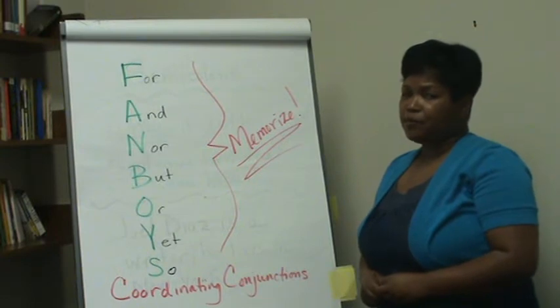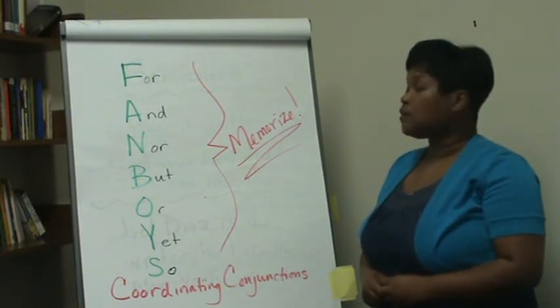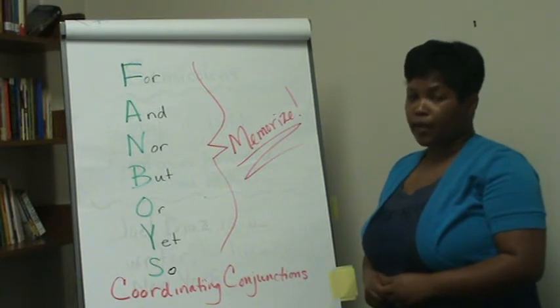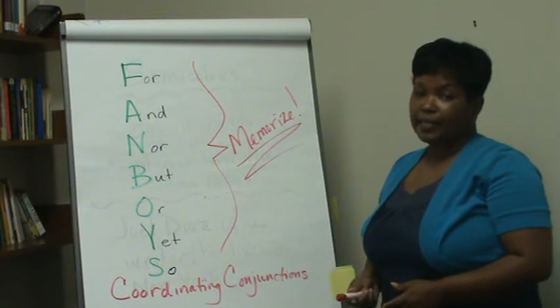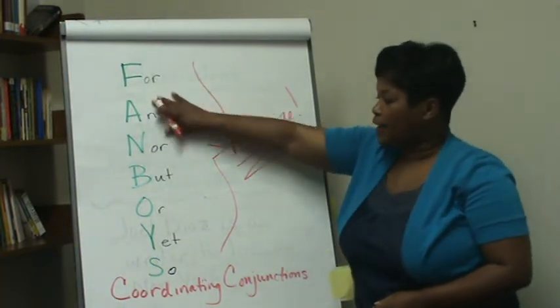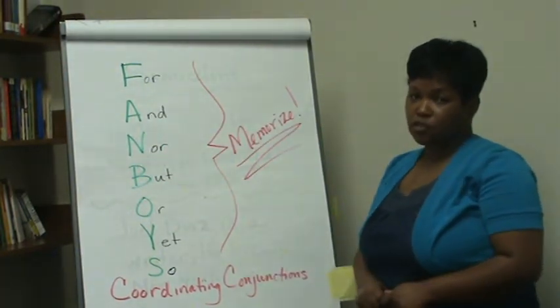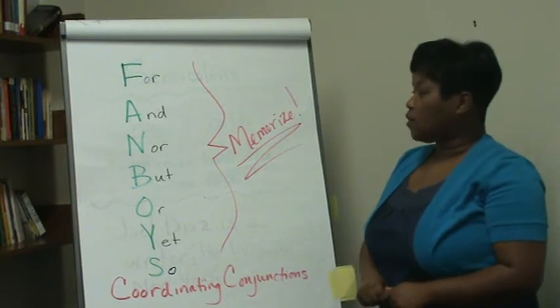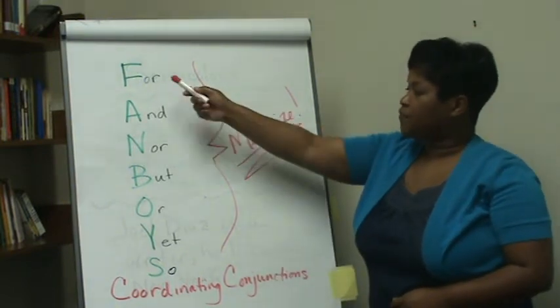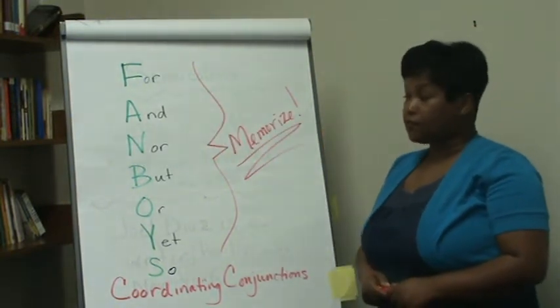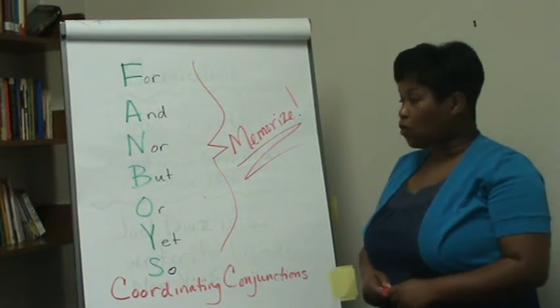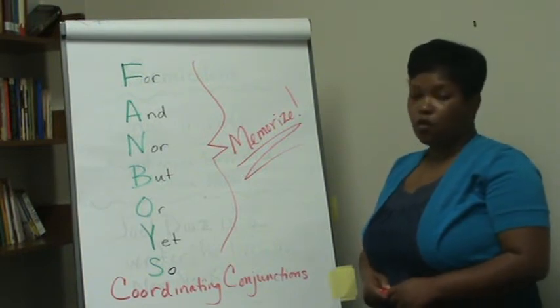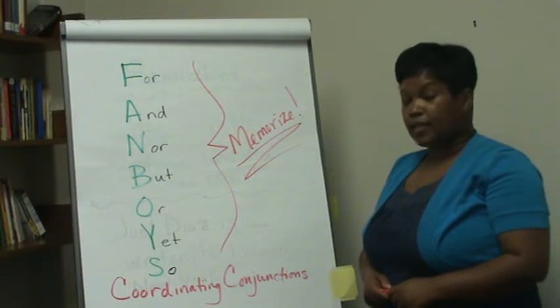There are going to be very few times this semester that I require you to memorize anything, but I truly do want you to memorize the FANBOYS. They are very simple. There's only 7 of them, and you have that lovely mnemonic device to assist you with memorizing it. So, the F in FANBOYS stands for "for," the A stands for "and," the N stands for "nor," the B for "but," the O for "or," the Y for "yet," and the S for "so."